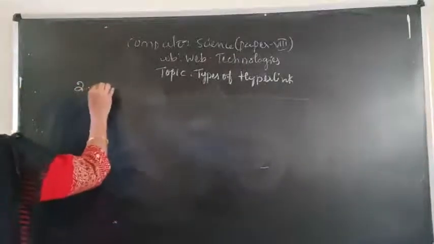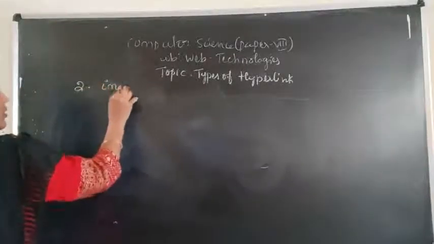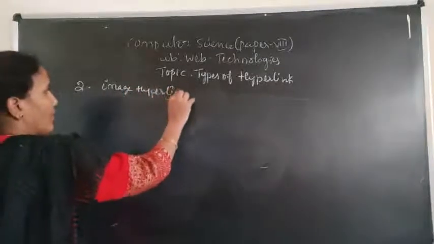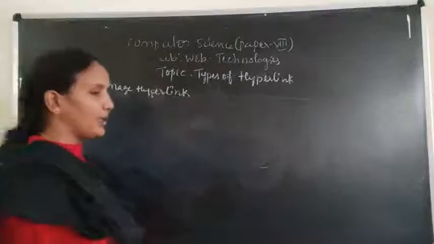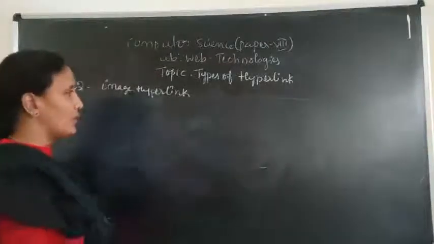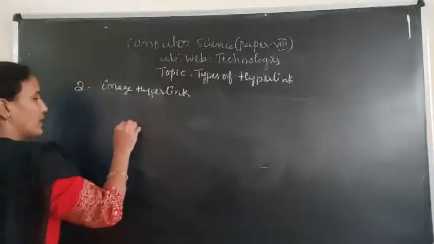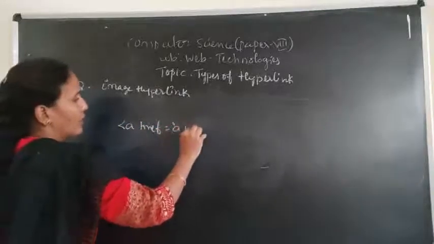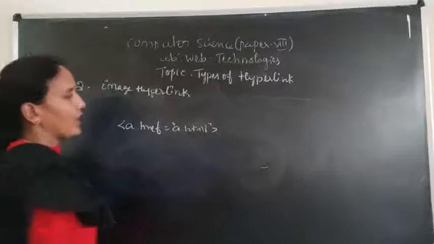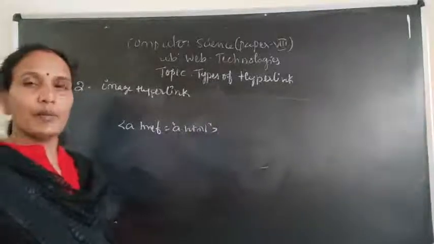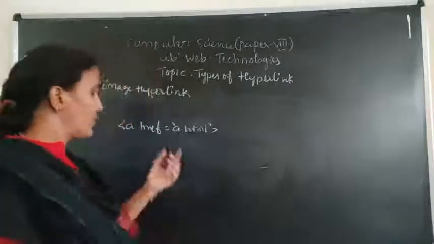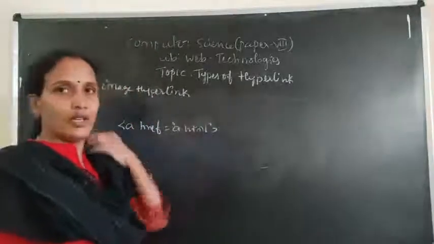The second one is image hyperlink. See, image hyperlink means, I will write a program: a href a.html. Right now, I am in b.html. So from a.html, I want to move to b.html. Sorry, from b.html, I want to move to a.html.